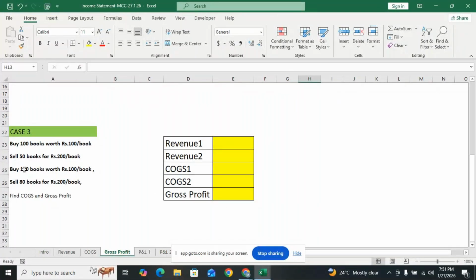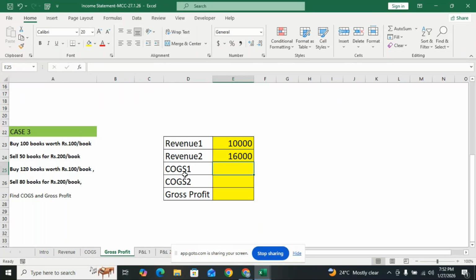Okay, right. So out of 100 books bought worth 100 per book, 50 books are sold at a price of 200 per book. So your revenue 1 has to be 50 books sold at 200 per book, so 10,000 is the first revenue. What is the second revenue? Buy 120 books worth 100 per book. Out of 120 books bought, 80 books were sold, equals 80 into 200 per book. So 16,000 is the revenue 2.